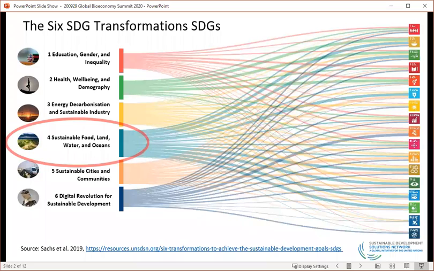Our work is centered around the SDGs, and there's often a question of how these tools can contribute to the SDGs. We have analyzed this and have proposed 6 broad transformations that you see illustrated here, published in Nature Sustainability. And as you'll see, obviously, sustainable food, land, water, and oceans are at the center of achieving the goals, and they feed into many of the SDGs. Therefore, broad-based approaches are needed.